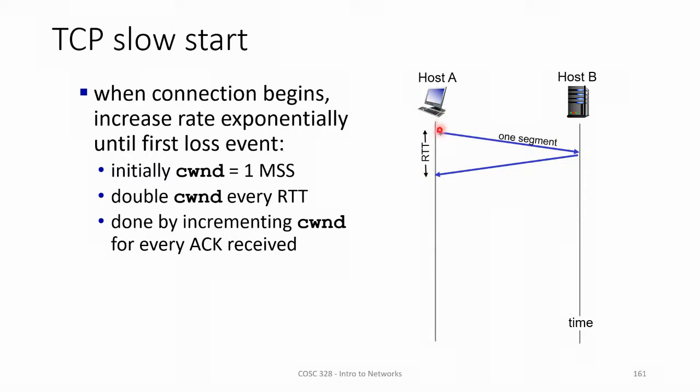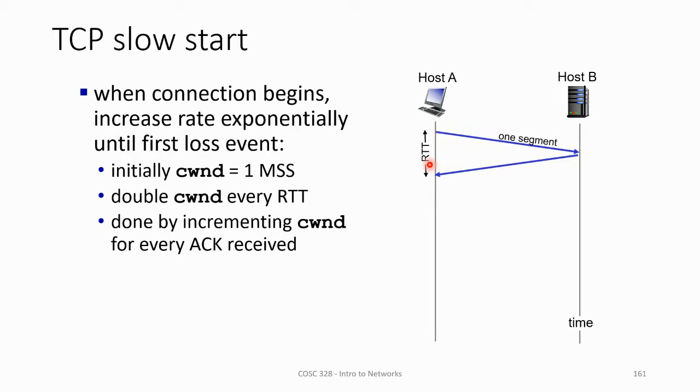Okay, so this is what we have discussed. Host A wants to start sending some messages. So it just sends one segment, and initially it sets the congestion window to one maximum segment size. So it just sends one segment over one RTT.